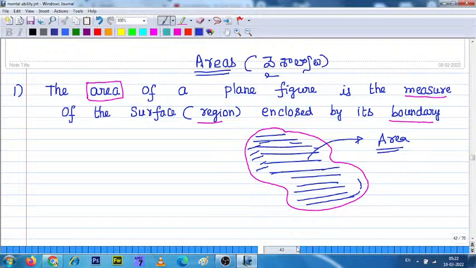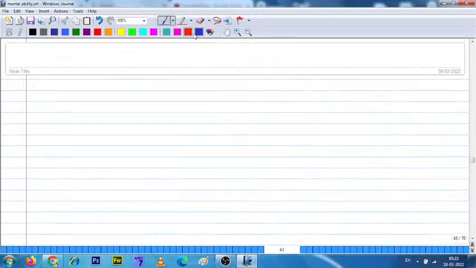Second point, shapes may be different, not only like that. Second. Kavita, welcome.